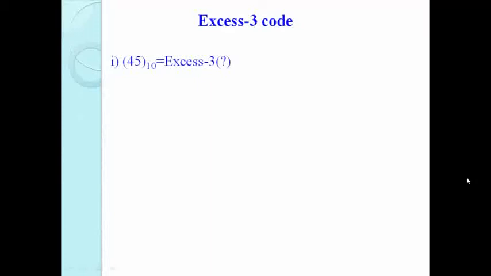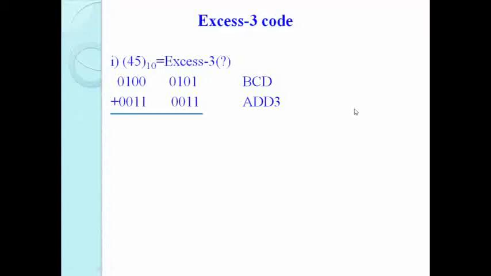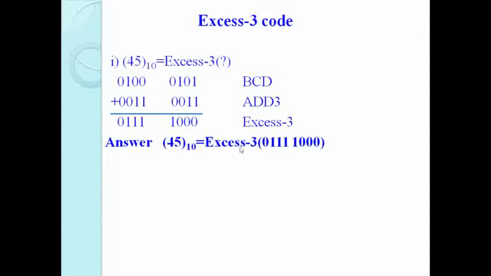Now some examples on excess 3 code. Convert 45 decimal into equivalent excess 3. So this is your 4 and 5, and add a 3 to each digit of the BCD number. So we get the excess 3 code. 1 plus 1 is 0 carry 1, again 1 plus 1 is 0 carry 1, again 1 plus carry 1 is 0 carry generated 1. This 1 0 plus 1, 1 0 plus 1, 1 1 plus 0, 1 and 0 plus 0, 0. So the excess 3 of 45 decimal is 0 1 1 1 1 0 0 0.